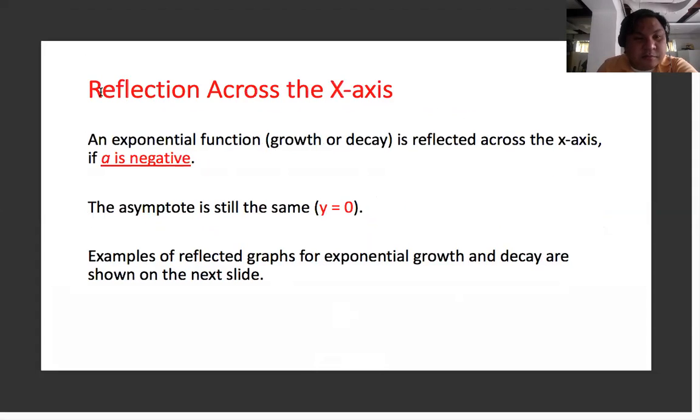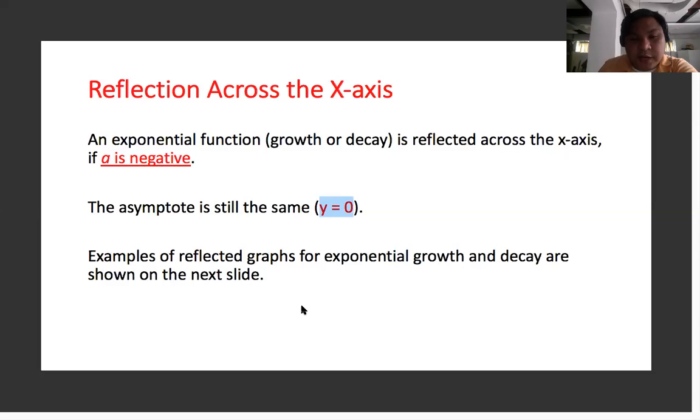Now, let's consider the first type of transformation for this lesson, which is reflection across the x-axis. A reflection across the x-axis can be achieved if a is negative. Whether it is an exponential growth or an exponential decay, by making a negative, you automatically reflect the exponential graph across the x-axis. The asymptote is still the same. It doesn't change. It's still y equal to 0.